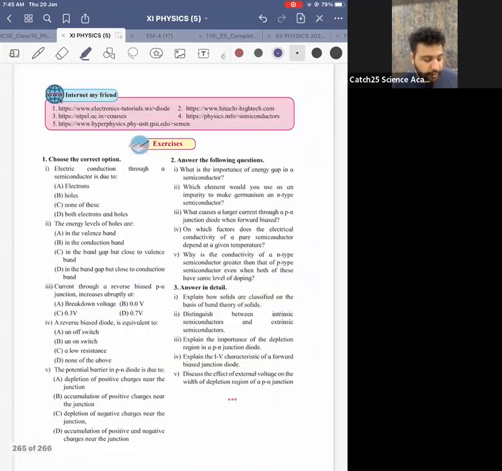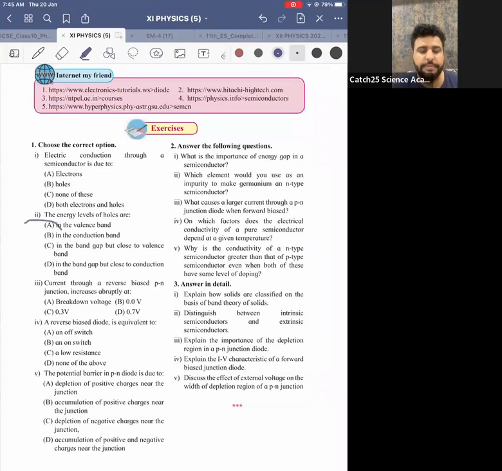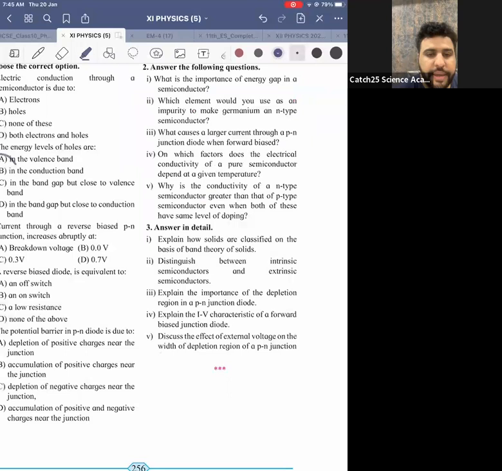If you see the last page of your textbook, I have displayed it on the screen. These are your book bag questions. We have completed this question: explain how solids are classified based on band theory of solids. This is the answer, our first topic. Just check whether you have understood.